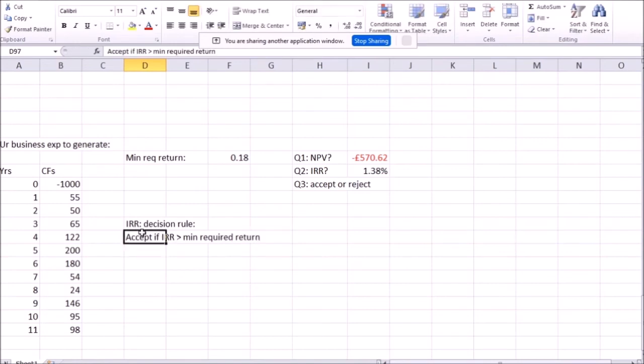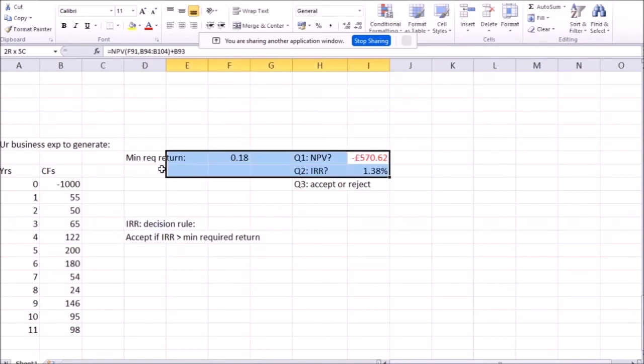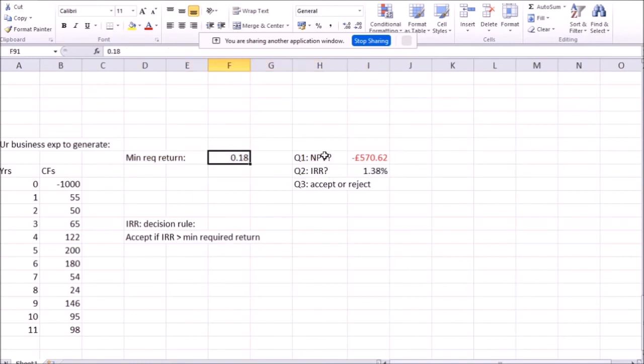Okay, so in that case, it's going to give us the same answer for accept or reject as NPV, because we put the minimum required return into the NPV calculation to find whether it's positive or negative. But for IRR, we put NPV at 0 and then compare the resulting percent with this. If it's smaller, then reject. If it's bigger, then accept.